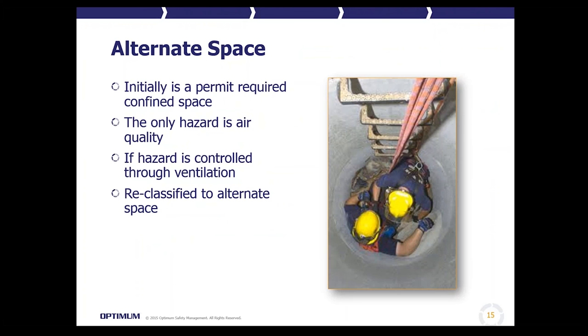If we have a permit space, we may be able to reclassify that to what we call an alternate space. So an alternate space is one that initially starts out as a permit-required confined space, but the only hazard is air quality or potential air quality. And if we can control that through ventilation, so we can set up fans and blowers, and we have been able to control that and get it down to a level where workers can safely be in that space, then we can reclassify this to an alternate space. But again, the only hazard can be atmospheric or even potential atmospheric hazard is the only way that we can control that, and then we can make that into an alternate space.